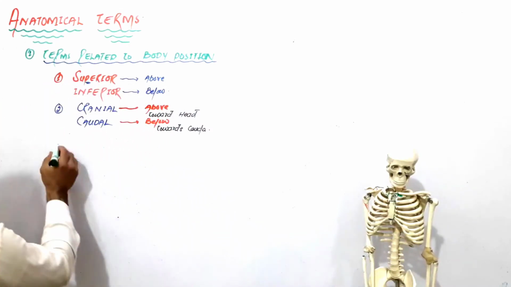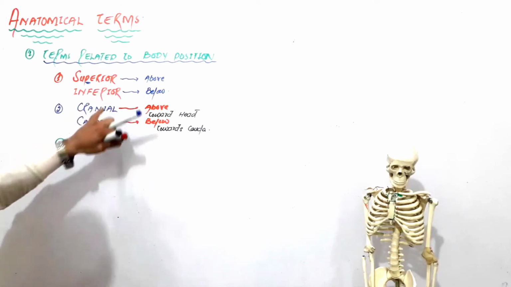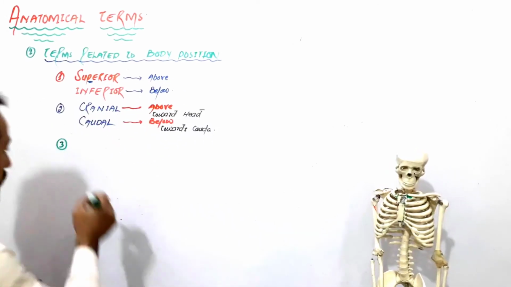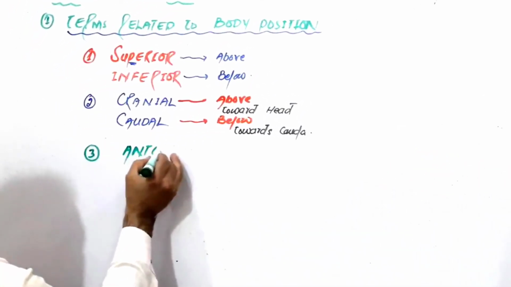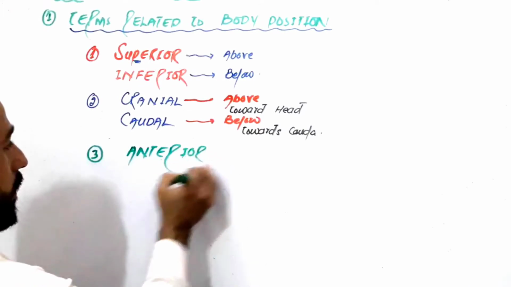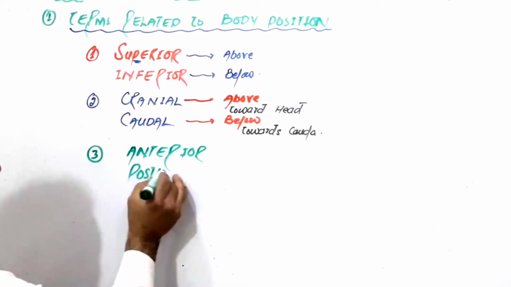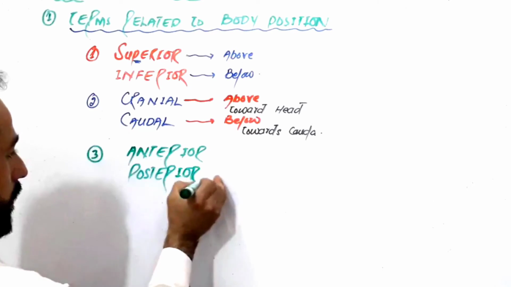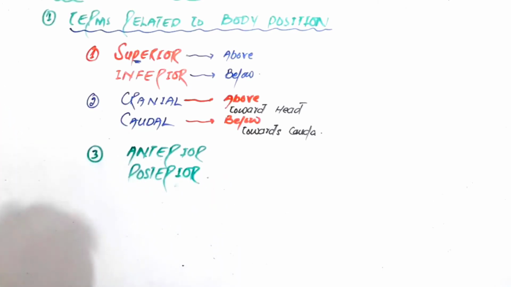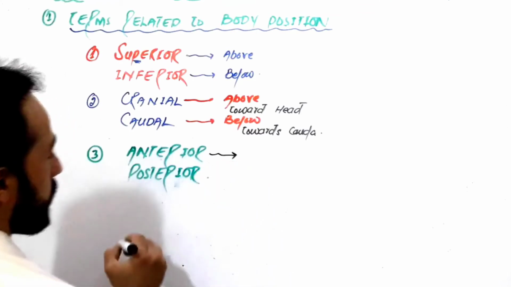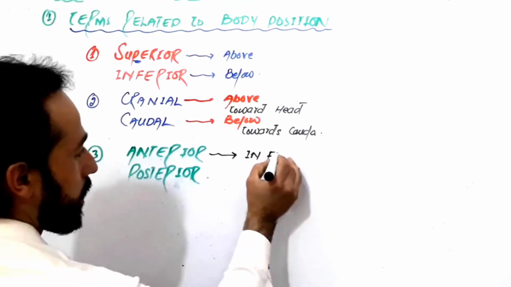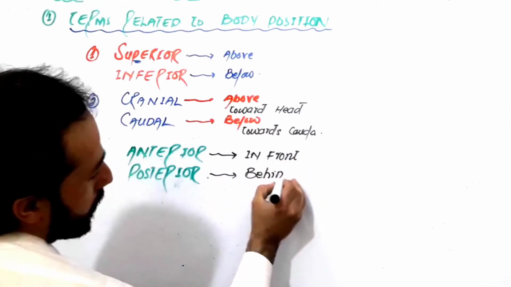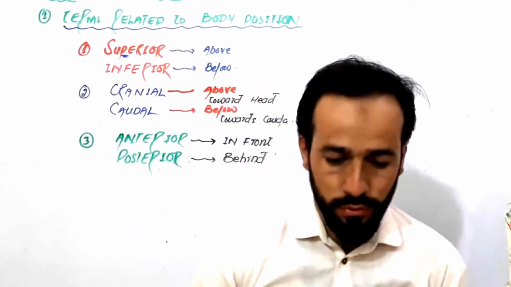So the third pair is, first was superior, inferior, then cranial, caudal. Then the third pair that we have here is the anterior, posterior. Anterior and posterior. What is meant by anterior and posterior? Look, friends, anterior means in front, and posterior means behind.